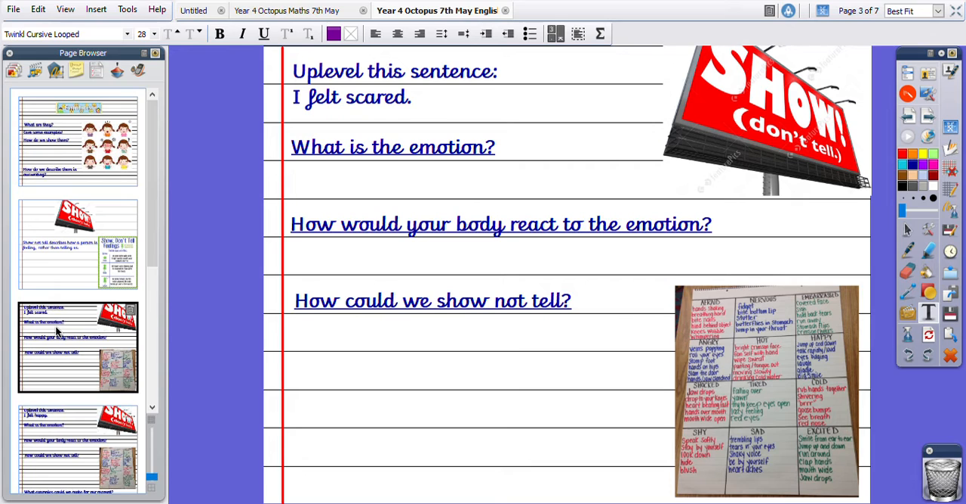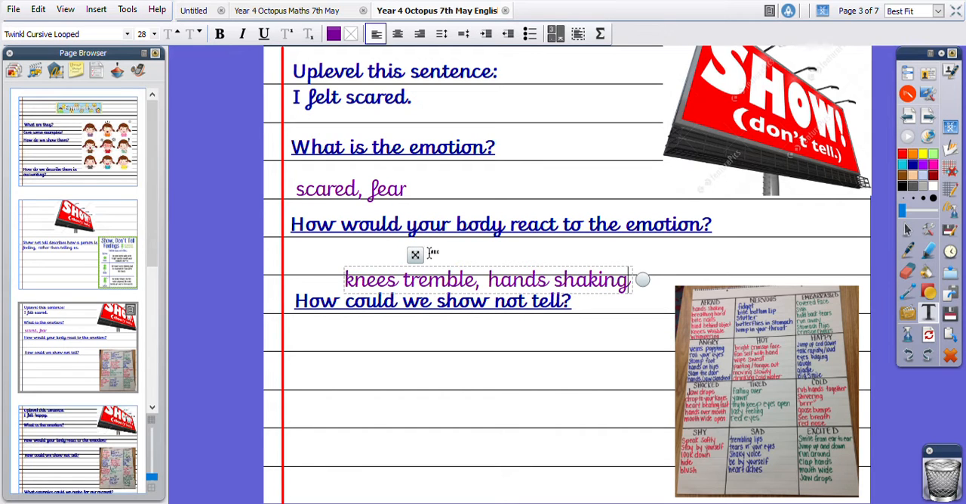So now I want you to have a go. So I felt scared. What was the emotion? The emotion is being scared or fear. How would your body react to the emotion? So I have a prompt here to help you if you're not sure, but I know when I am scared, my knees tremble and my hands are shaking.